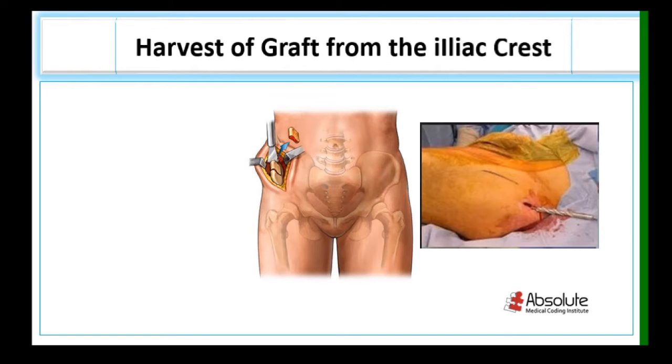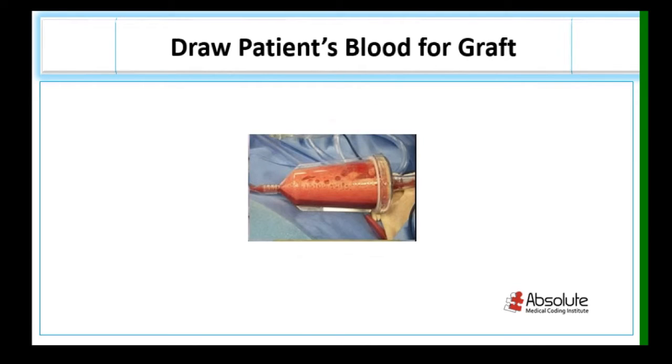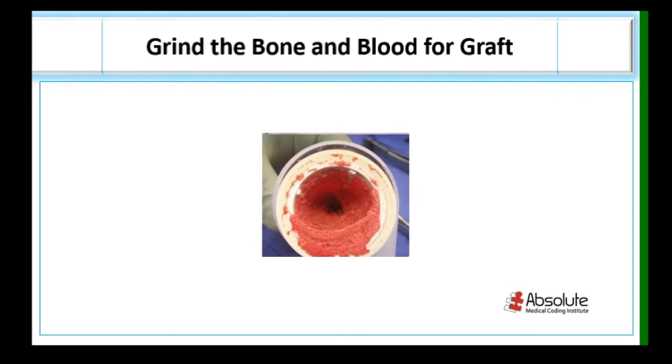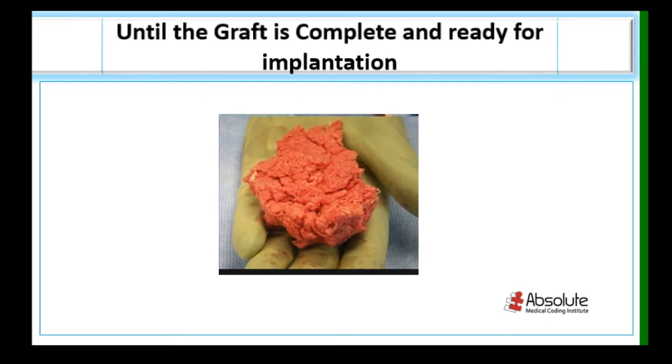Now, if you want to see what it actually looks like, you'll see it on the right. That's how they harvest the graft from the iliac crest. Next, the patient's blood is drawn. Then they take the bone from the iliac crest and the blood, place it in the grinder, and mix it up for just the right consistency. The graft is ready for implantation when it looks like this.